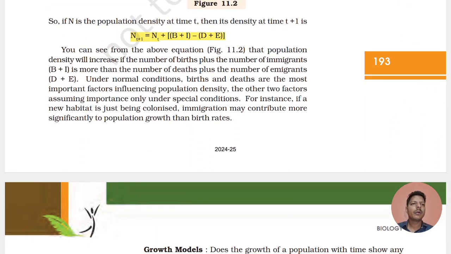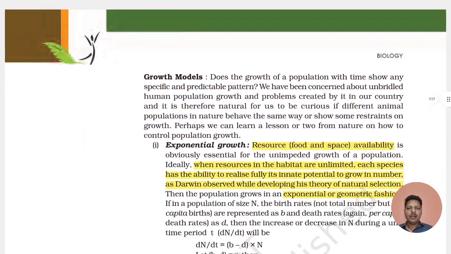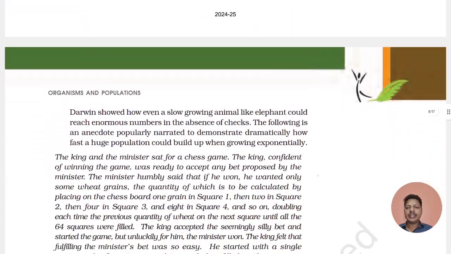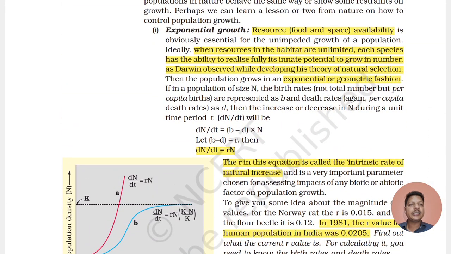Next, here you can see the same points are given which we already saw in that PDF. Nt+1 equals Nt plus B plus I minus D plus E. Then growth models: two growth models are there, exponential growth and second is logistic growth. So let's see the exponential growth. In exponential growth, resources, that is food and space availability, are obviously essential for unimpeded growth of the population. Ideally, when the resources and habitat are unlimited, each species has the ability to realize fully its innate potential to grow in number, as Darwin observed while developing his theory of natural selection. Then the population grows in an exponential or geometric fashion.